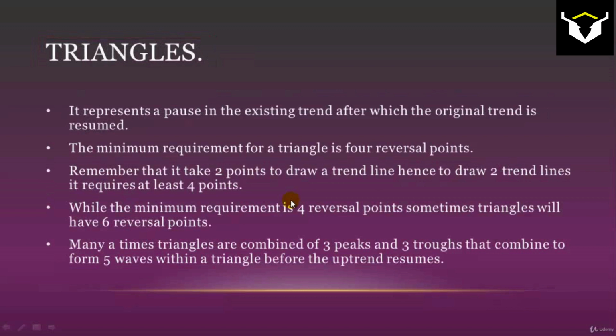First, we'll learn everything about a triangle, and then we'll go ahead and classify triangles into symmetrical, ascending, and descending triangles. A triangle represents a pause in an existing trend, after which the original trend is resumed. The minimum requirement for a triangle is 4 reversal points. Remember that it takes 2 points to draw a trend line. Hence, to draw 2 trend lines, it requires at least 4 points. While the minimum requirement is 4 reversal points, sometimes a triangle will have 6 reversal points.